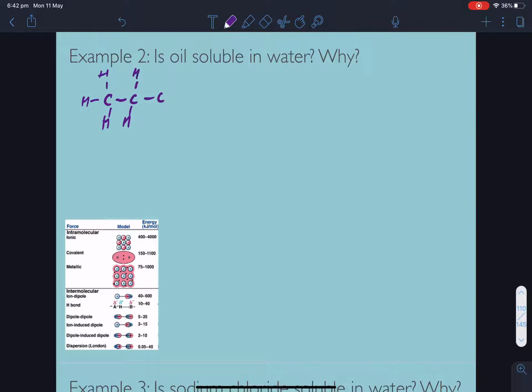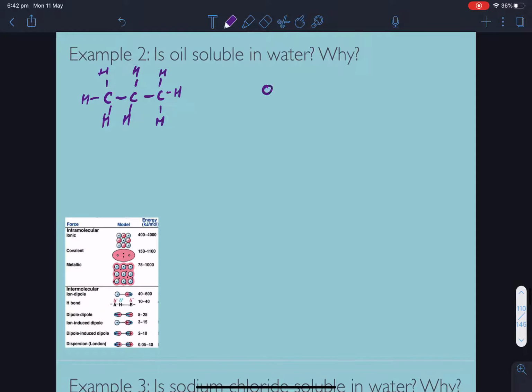So we're just going to use this approximation for oil. It's much longer, but it's got the same structure all the way through. And we've got our water. Okay, so remember, water is polar. Now let's look at the oil in its short form, in its zoomed in form.